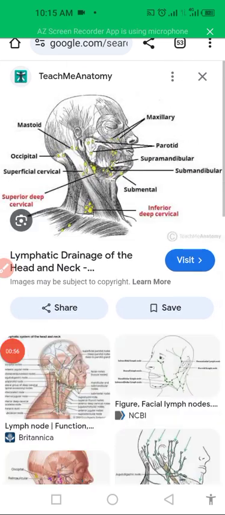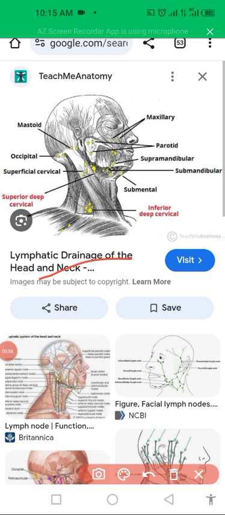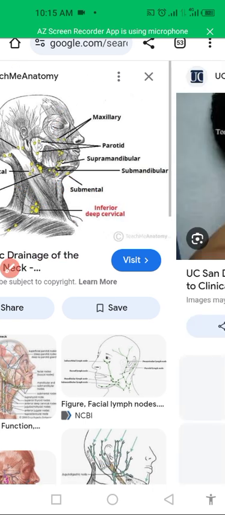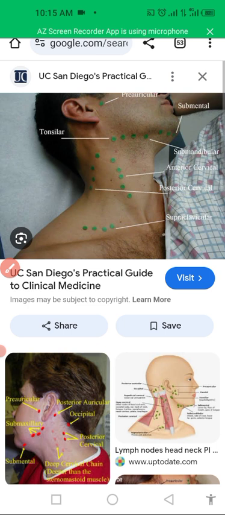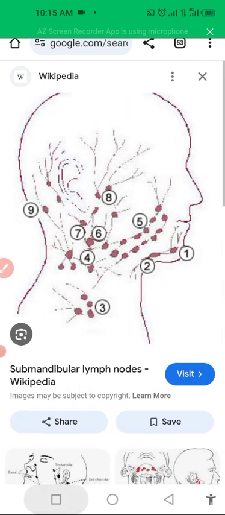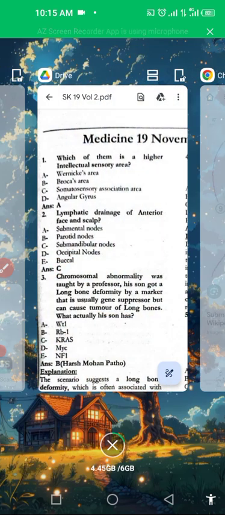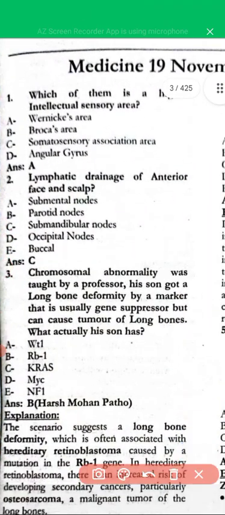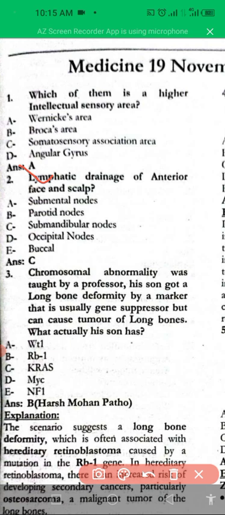Okay, so as you can see from the anterior face, there are different lymphatic drainage like submental lymph nodes, inferior deep cervical lymph nodes, and superficial deep cervical lymph nodes as well. Now here we can look at different lymphatic drainages of the face and the scalp. So the last question was related to that. Lymphatic drainage from the anterior face and scalp goes into the submandibular lymph nodes.